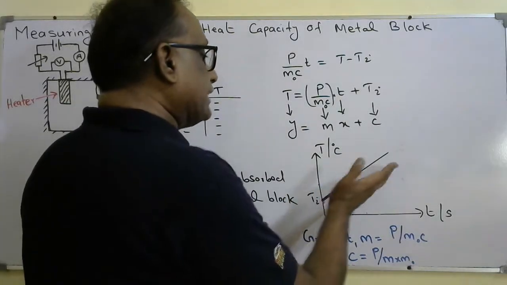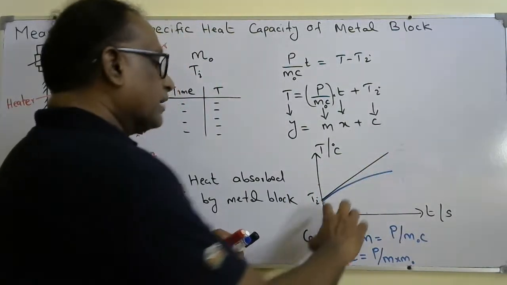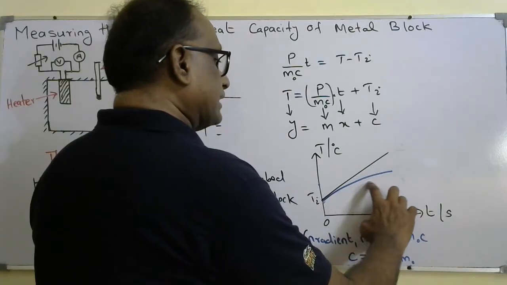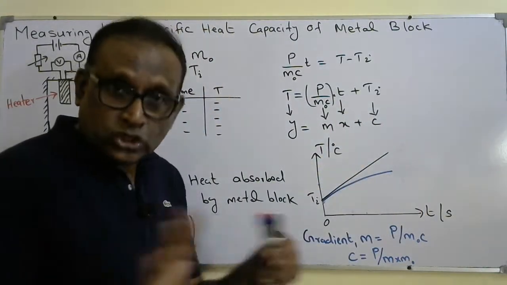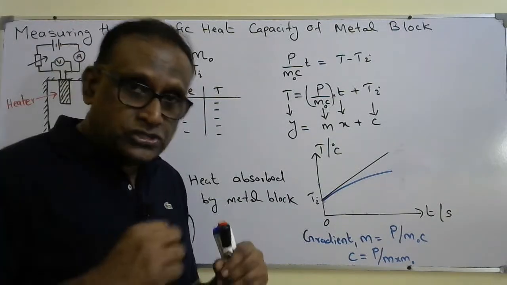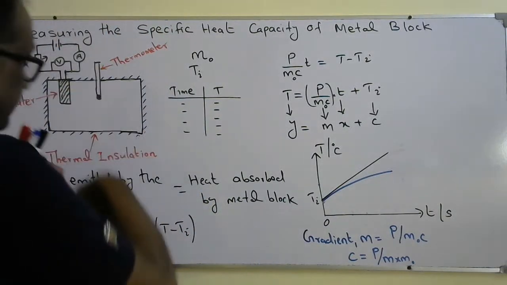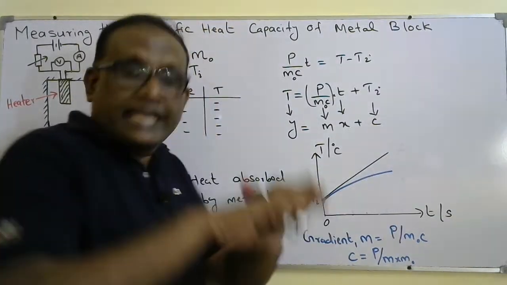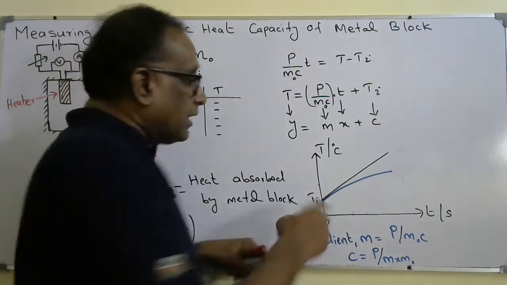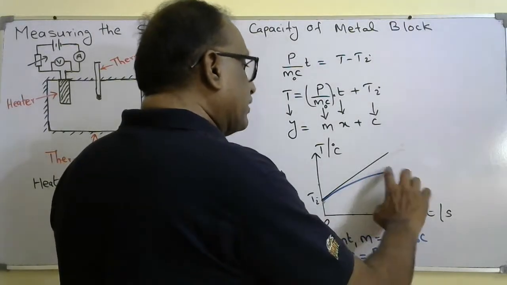So there will be a slight slope. It won't be a straight line. The graph will be a curve like this, shown in the blue color. The black color graph is the actual graph when there is no heat loss to the surrounding, and also the thermal insulation is good and the heat is completely inside. You will get a straight line like this. But if the insulation is not properly done, the graph will be a curve like this.